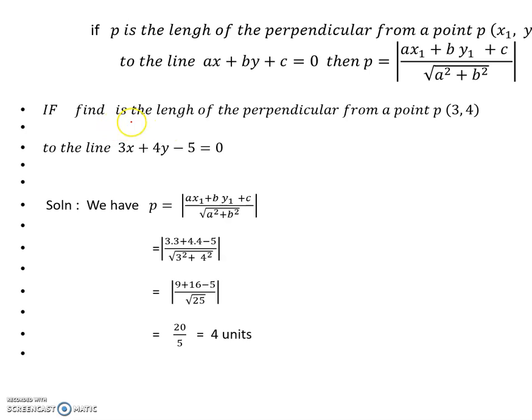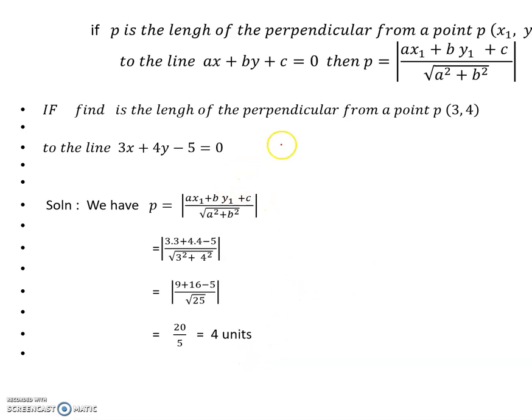We have the example: find the length of perpendicular from the point P(3, 4) to the line 3x plus 4y minus 5 equal to 0. Here x1 and y1 is 3, 4. Then we compare the equation. 3 into 3 plus 4 into 4 plus c, where c is -5, upon under root 3 square plus 4 square. Simplify: 9 plus 16 minus 5. So 9 plus 16 is 25, minus 5 is 20, upon root 25 which is 5. 20 upon 5 is 4. So we derive 4 units.